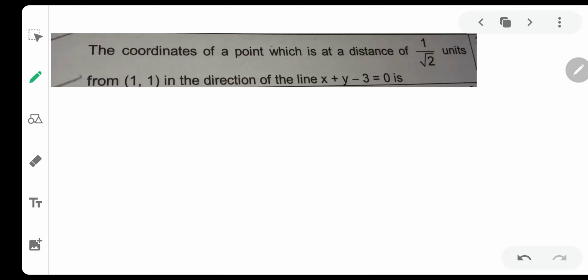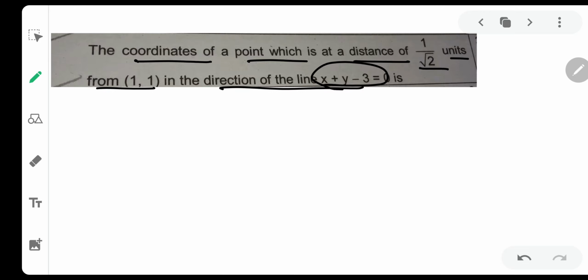Now today one of our students has asked us this very interesting question. So let us solve this. The question is: the coordinates of a point which is at a distance of 1 by root 2 units from (1, 1) in the direction of the line x plus y minus 3 equal to 0. Direction means both of them will have the same angle.